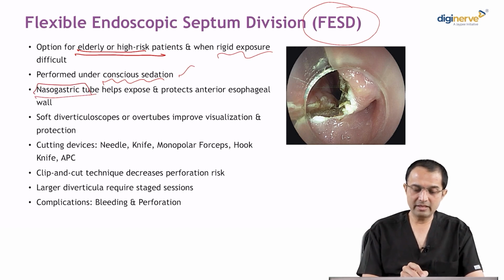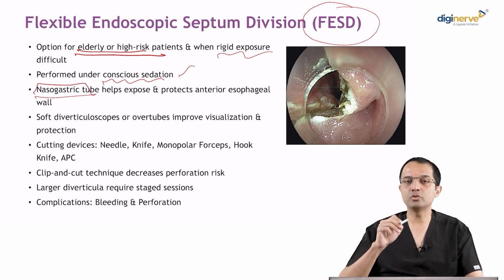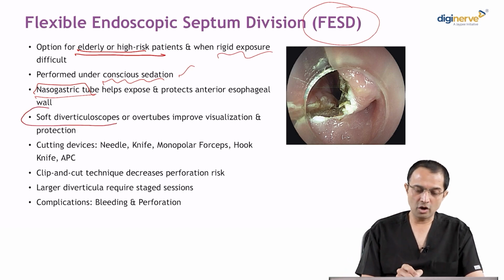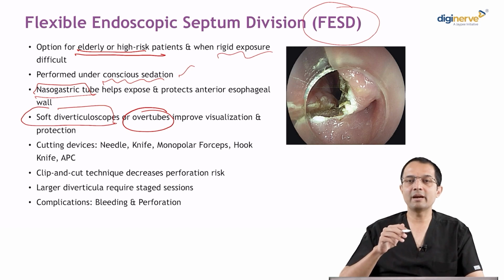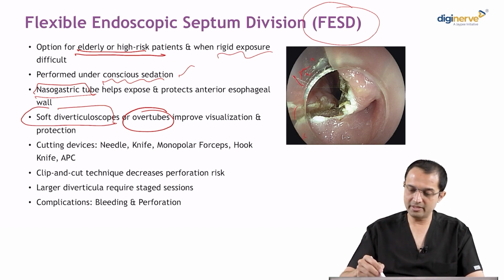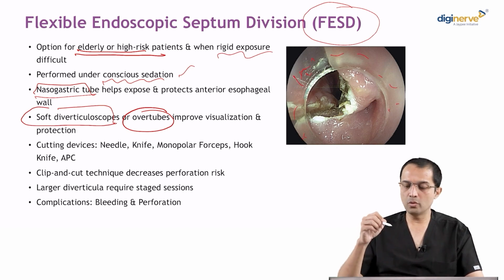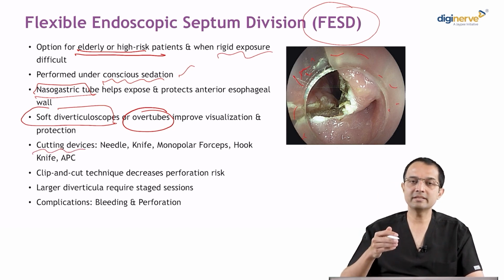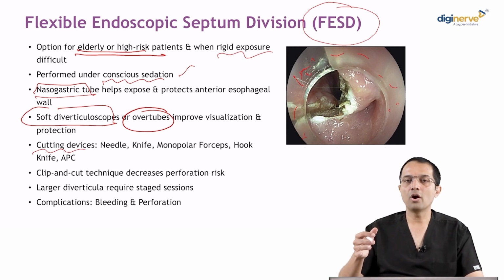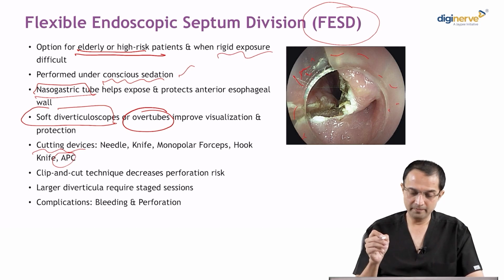NG tube is inserted. It helps you to expose and protect the anterior esophageal wall. You will use soft diverticuloscopes or over tubes to improve the visualization and protection. Okay, you can appreciate here. Okay, that's the over tube. The cutting device used to cut the septum is either needle or knife or monopolar forceps or hook knife, or you can also use APC.